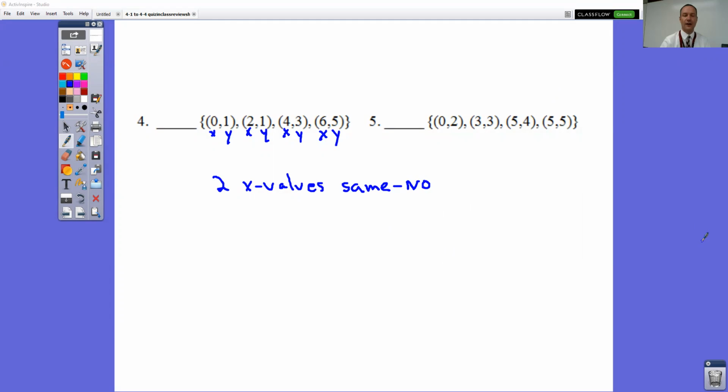If there's two X values that are the same, it's a no. So honestly, in these questions, you don't even need to look at your Y values. You could actually go through and cross out all of your Y values. Don't care about them at all. So we have a 0, we have a 2, we have a 4, we have a 6. All of them are different. When all of them are different, your answer is yes.